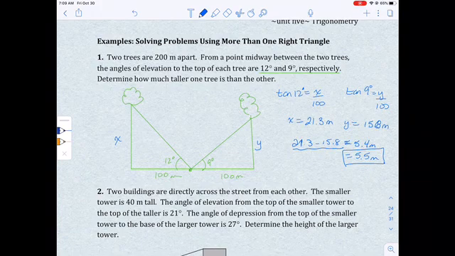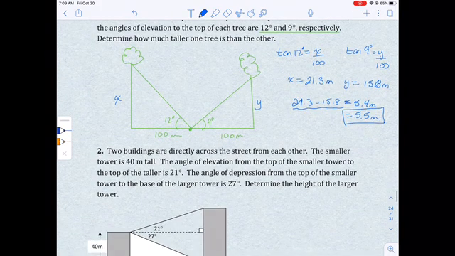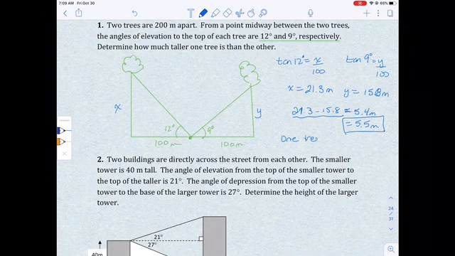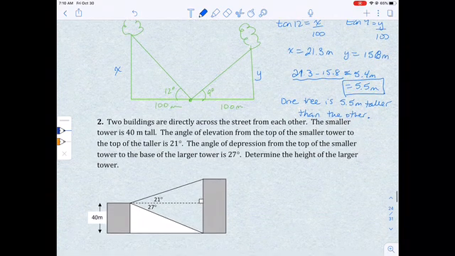In my calculator, I didn't round till the very end. So there's the difference that one tree is. So one tree is 5.5 meters taller than the other. Okay, that's taller than with an A-N, right? Then is like next. So I wouldn't say taller then. A little English lesson for us there.